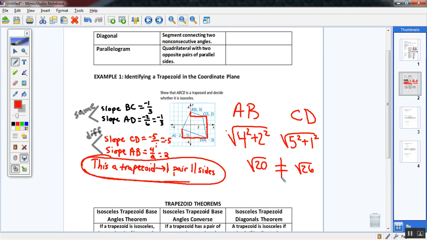No. This is not isosceles. Get over it. Oh, I think I spelled that wrong, didn't I? There's another S in there, right? Not isosceles. Okay?